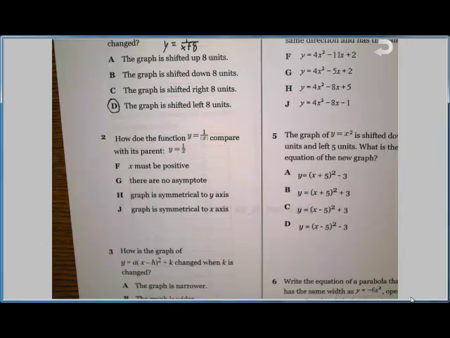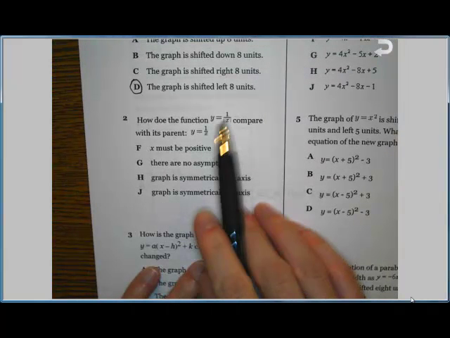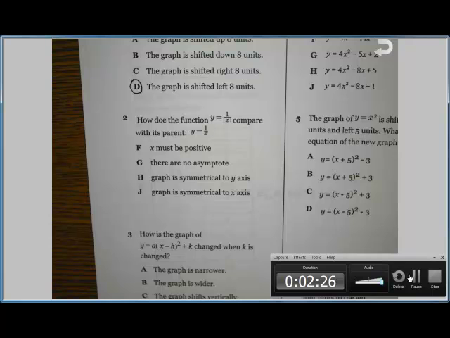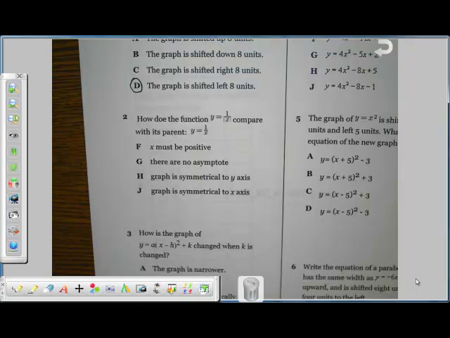Now, let's take a look at the next one. We are going to compare the rational function of the positive absolute value of x. Okay, so let's actually take a look at the functions and see how it looks.